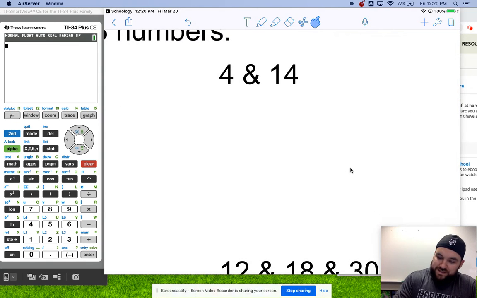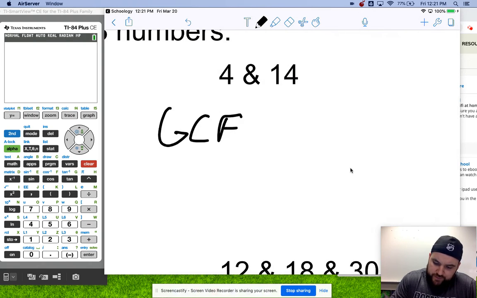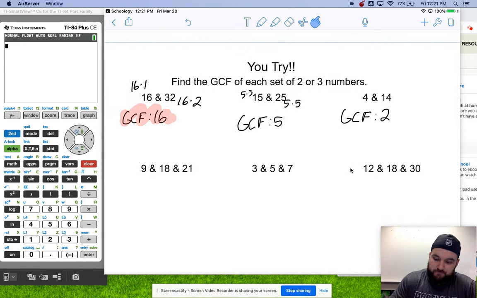Okay. 4 and 14. They're both even numbers, so I know 2 works for sure. 4 doesn't go into 14. It goes 4, 8, 12, and then jumps to 16. And so I can't have a GCF that's bigger than a number in the list. So 4 is the biggest that the GCF could be. And in this case, that doesn't work, but 2 does. So 2 is the GCF there.